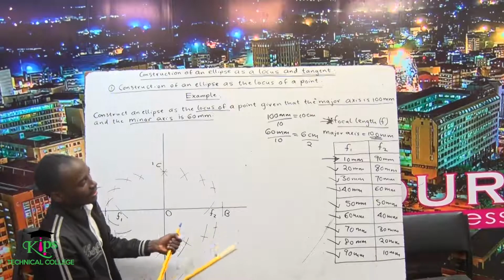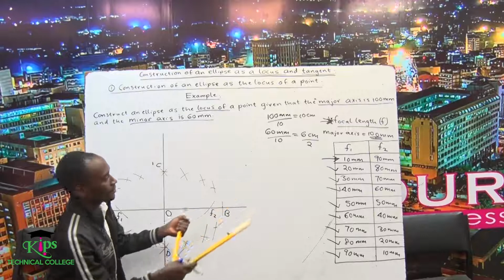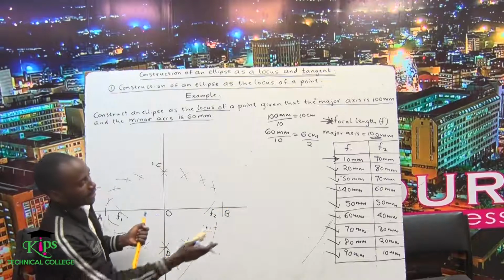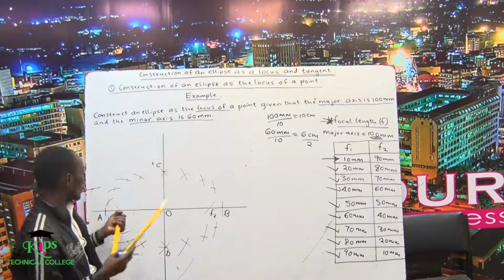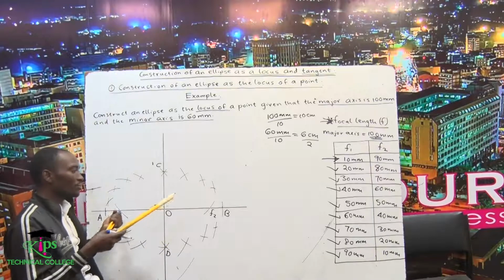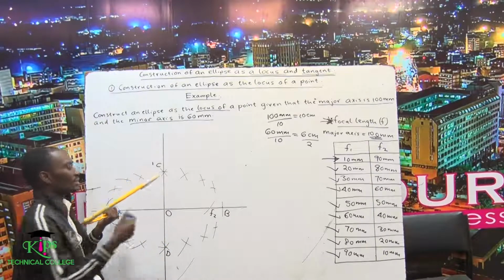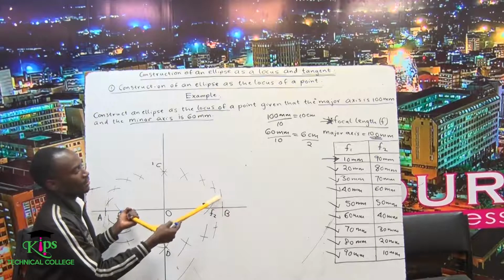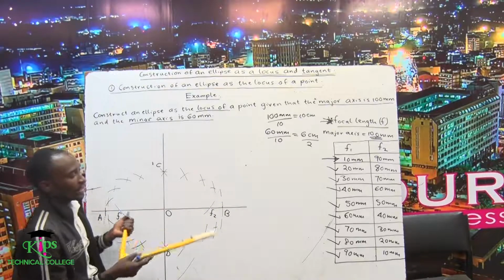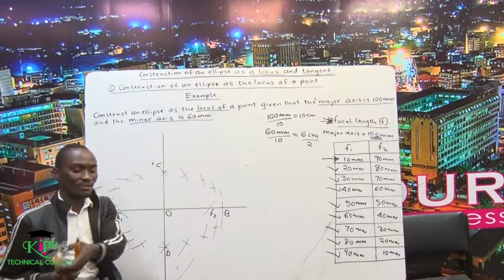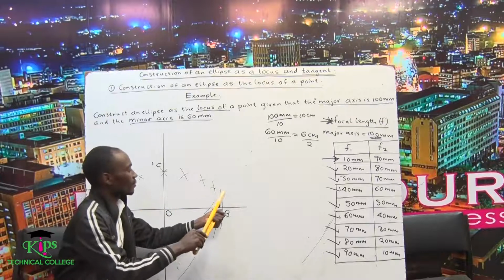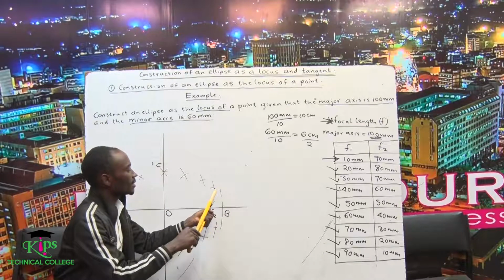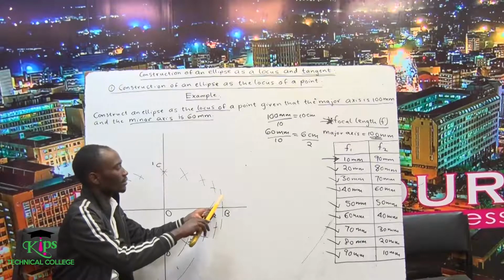90 millimeters at F1. Then 10 millimeters at F2. So stepping at F1, you should always stand at this, the focal length. Should measure 90. Then measuring 10 with your compass from the ruler. Then stepping at F2, always.